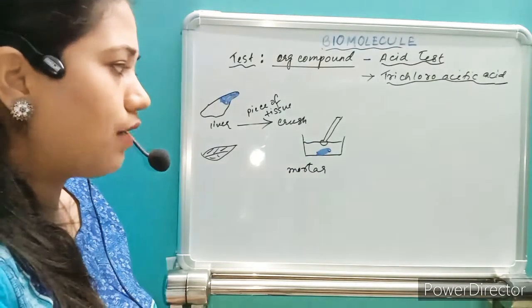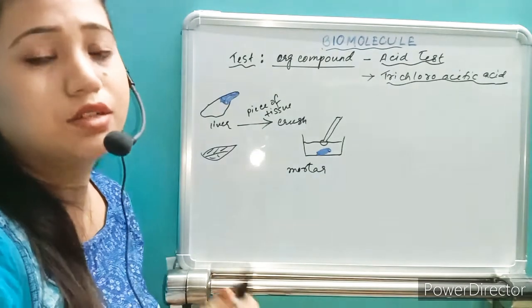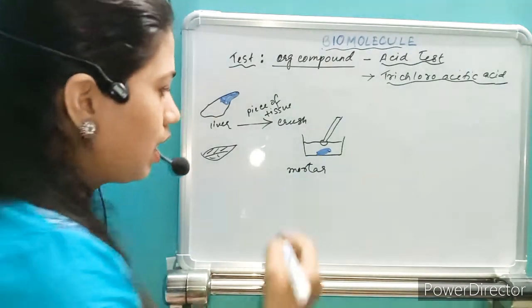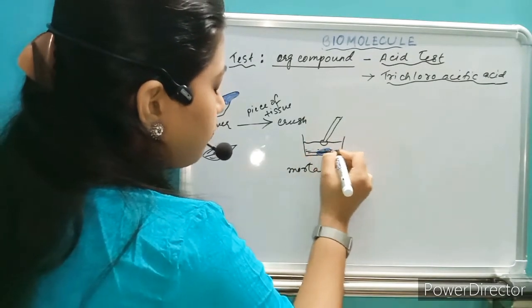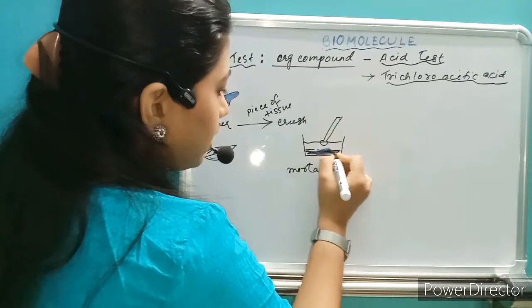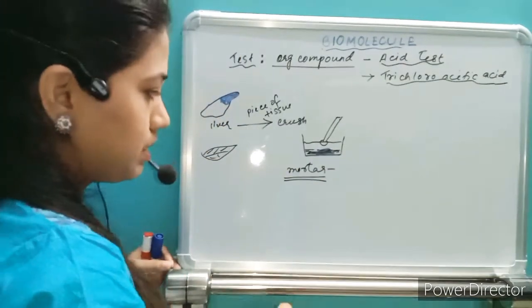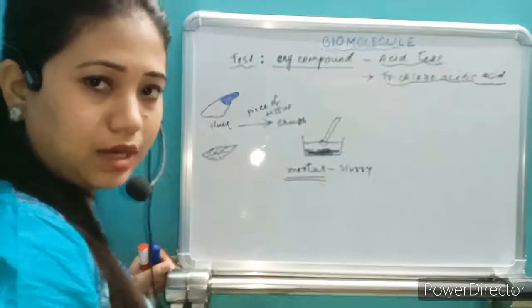Okay, so whenever you crush that tissue, the organization it forms will be broken. Later on, it is going to form a slurry. Whenever you crush it in a mortar and pestle, you are going to get a slurry, right?